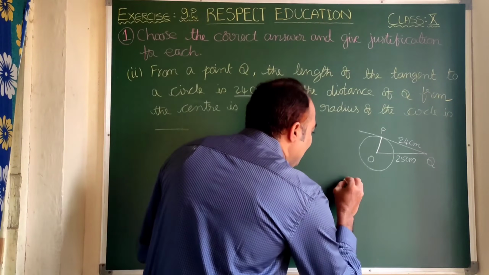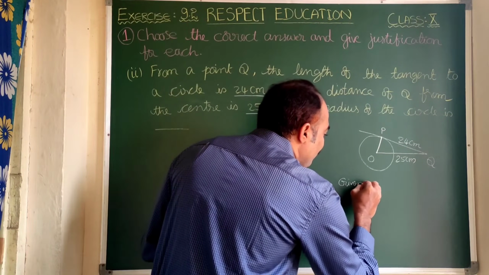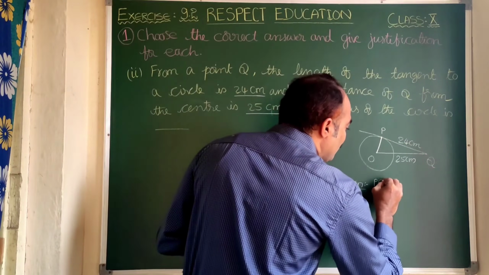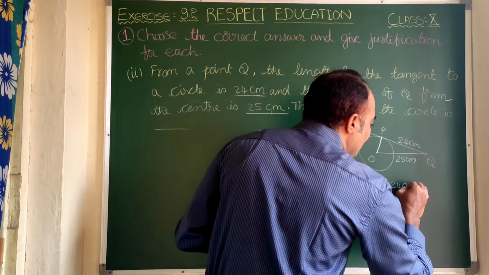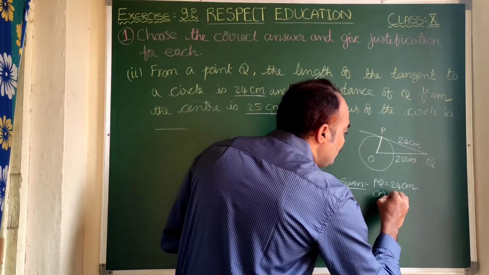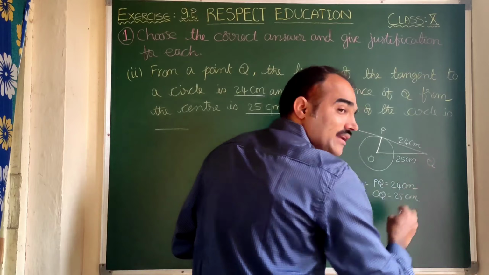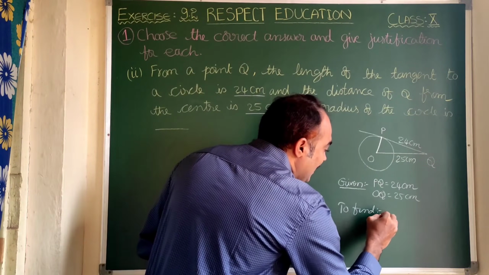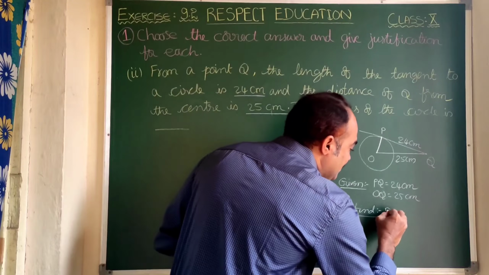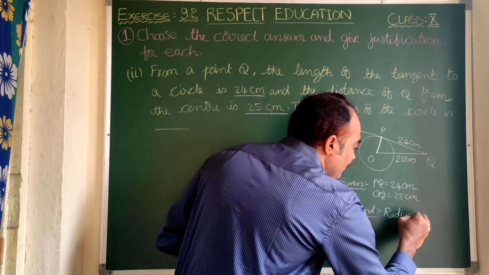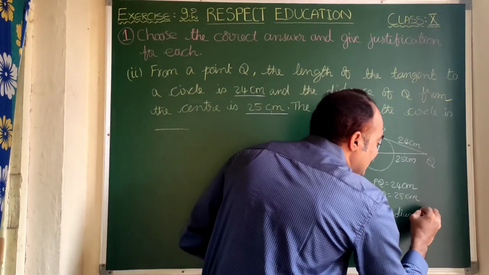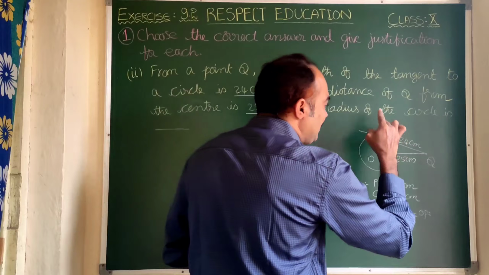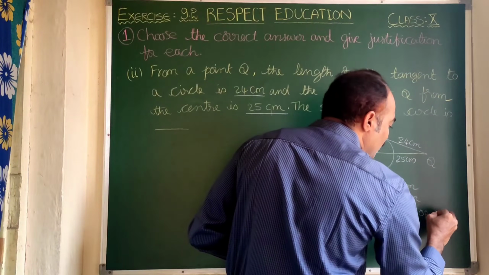So here let us write the given data. Given PQ is equal to 24 centimeter and also OQ is equal to 25 centimeter. Then to find, radius. Radius means here OP is the radius, the distance from the center to any point on the circumference, nothing but here P. So OP is to be found, so that is the question mark.